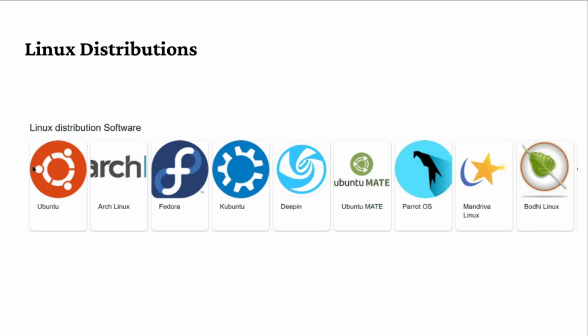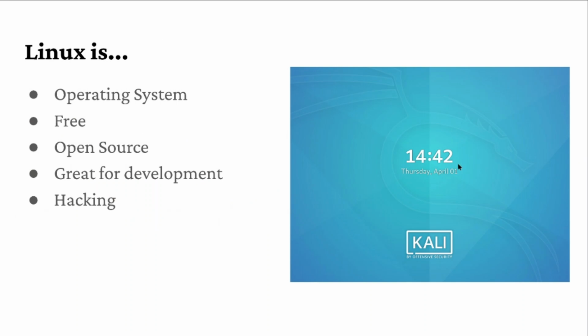That's why you'll see Ubuntu, Arch Linux, Fedora, Kubuntu. These are all different flavors of Linux, and they all work the same way at the core. They have a command line interface. The commands are the same. It's just that they're used for different things. For example, here, this is Kali Linux, and if we have time at the end, I'll go over this, but Kali Linux is good for penetration testing or ethical hacking. So it's a specific distribution just for hacking.